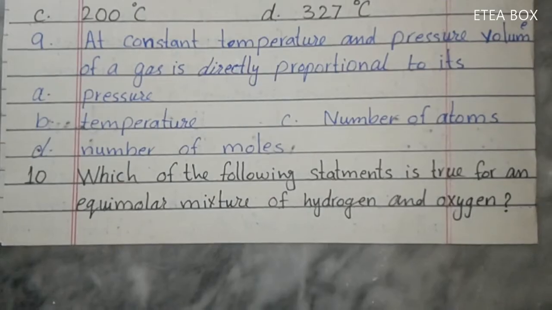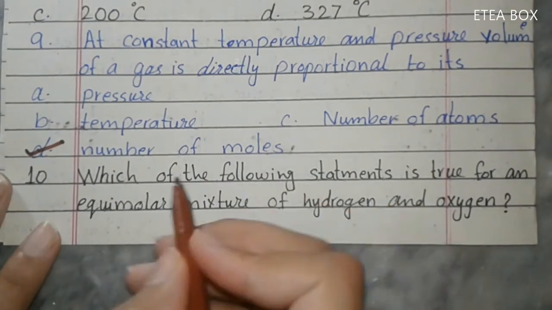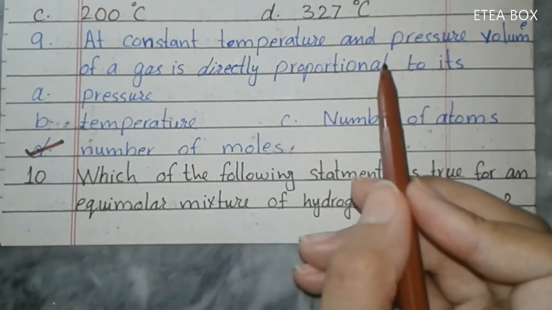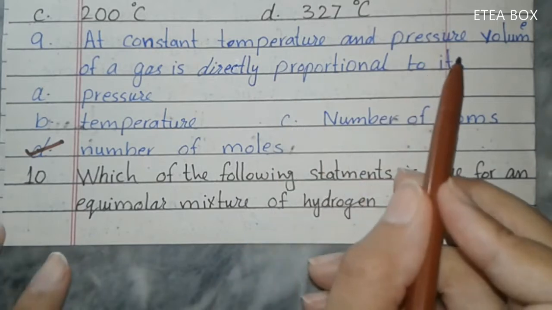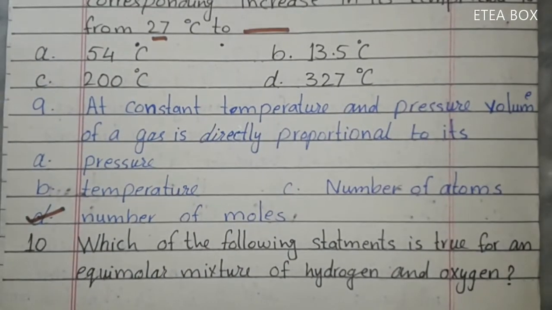Now the next MCQ. At constant temperature and pressure, the volume of gas is directly proportional to number of moles. It's a statement of Avogadro's law: at constant or same temperature and pressure, the volume of gas is directly proportional to number of moles. Now come to the next MCQ.